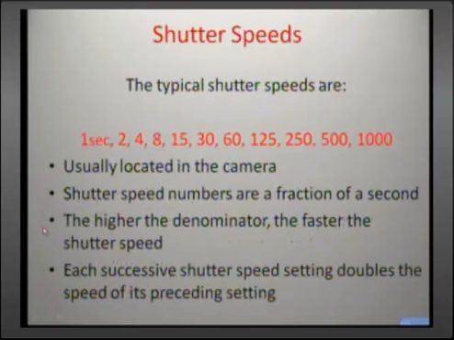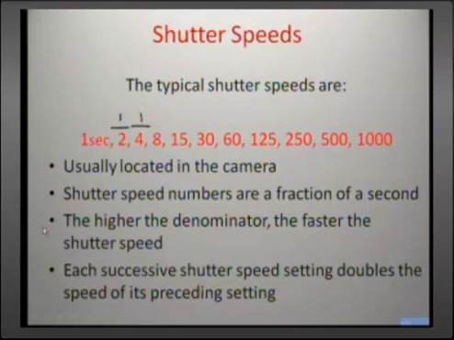Let's take a look at the typical shutter speeds. Every camera has shutter speeds. You may not see them exactly on your camera as you do here, but these are typical ones that you would see. And keep in mind, when I talk about shutter speeds, and when you see them here as whole numbers, they're actually a fraction of a second.